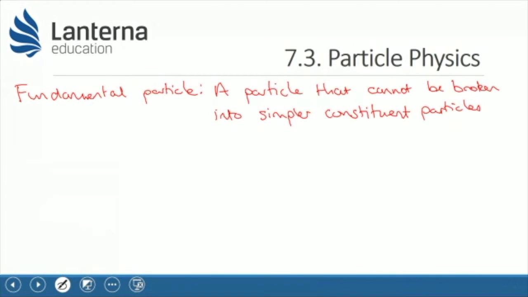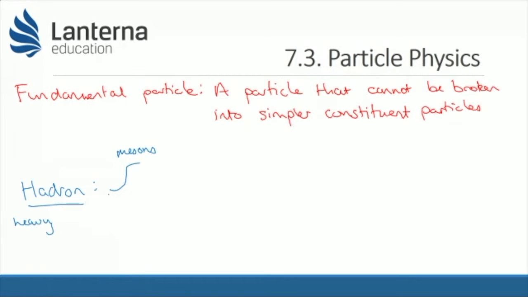So we have the umbrella term, hadron. Lepton meant light and hadron means heavy. And we can split hadrons into mesons and baryons. But the key thing is that baryons and mesons are just collections of quarks.